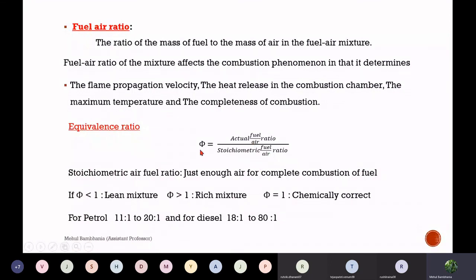Because of that, most vehicles nowadays have an equivalence ratio very near to 1. And when it is very near to 1, we have perfect combustion. So this is what technology development has achieved.